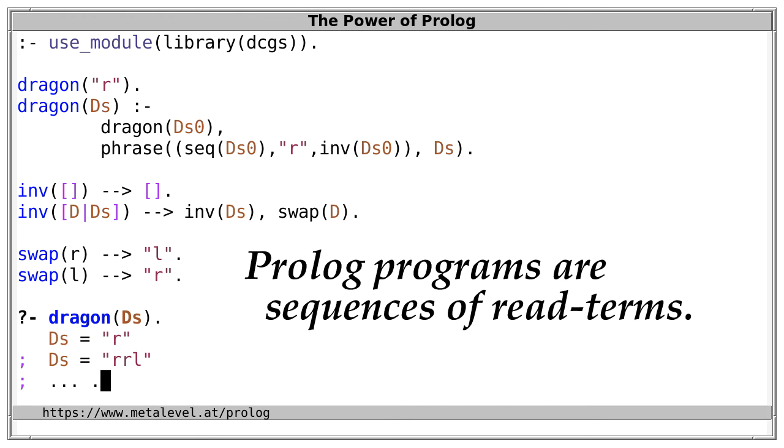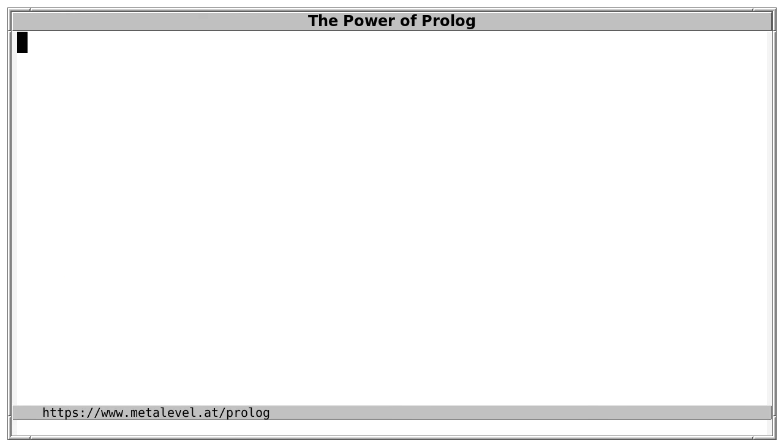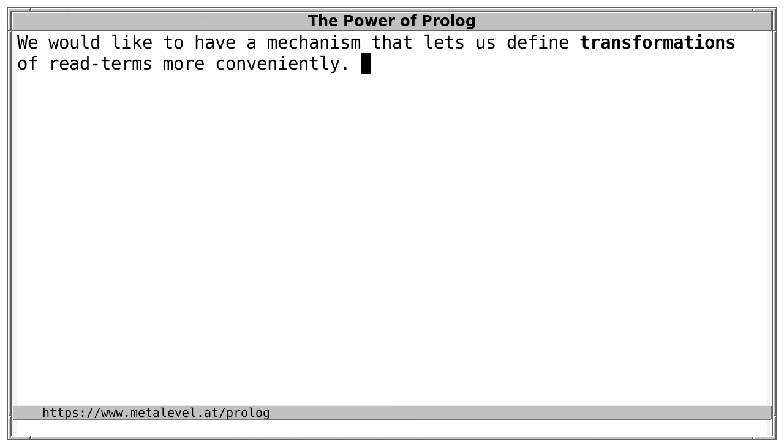So as mentioned, Prolog programs are sequences of read terms, and therefore we can easily read Prolog programs with standard predicates, such as read_term and related built-ins. And we can easily analyze and also transform Prolog programs with Prolog. Well, even though we could do this easily with Prolog, we'd like to have a more convenient mechanism for defining transformations of read terms. Such a mechanism is not part of the Prolog standard, at least not yet.